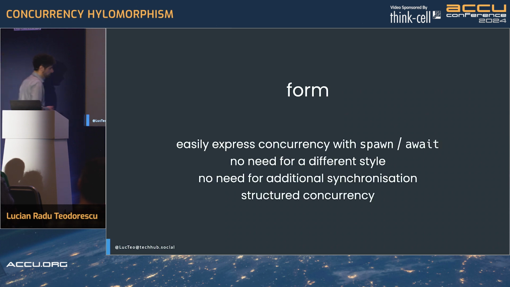From the form perspective, we have a model that can easily express concurrency by using this pair, spawn and await, which is kind of like a regular operation, like an if block or a while block, and doesn't require you to write things in a different style. You'll still write the same type of imperative flow with structures and all that. You just have a different block to put in there, right?